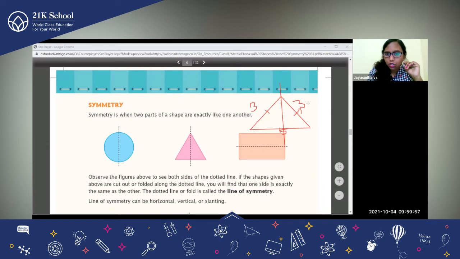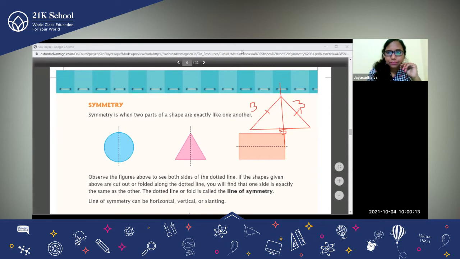And through this vertex also, it's not possible. If you draw like this, then it is not symmetrical on either sides, right? So only one line of symmetry is possible for a triangle which is having only two sides equal. Is that clear? Yes? Yeah.